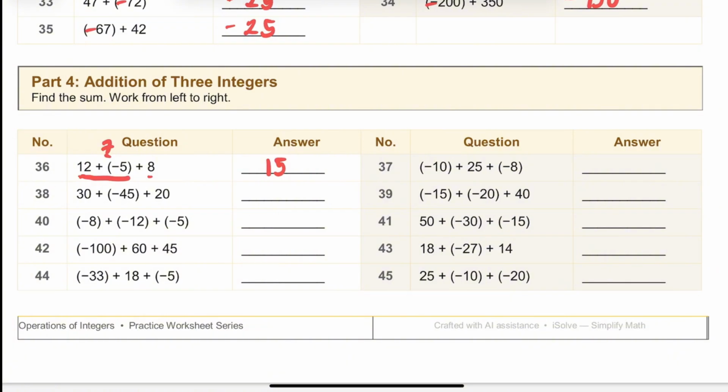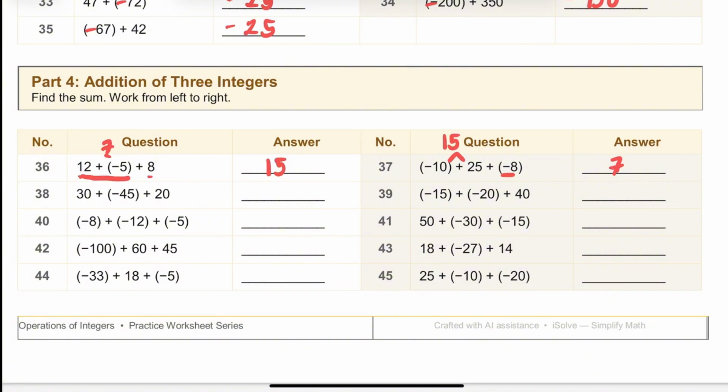Number 37. We have negative 10 plus 25. Negative 10 plus 25, we're going to minus them because they have different signs. So 25 minus 10 is 15. And the sign of the bigger number, 25, is positive. So it's positive 15. Positive 15 plus negative 8, we minus again. So 7. And the sign of the bigger number is positive. So our answer will be positive 7 or just 7.